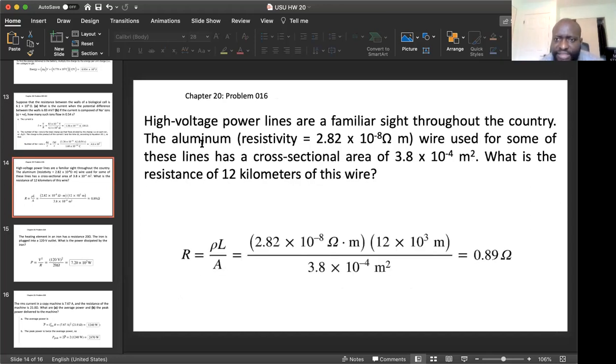the next problem, chapter 20, problem 16, says high voltage power lines are a familiar sight throughout the country. The aluminum wire used for some of these lines has a given resistivity and cross-sectional area. What is the resistance of 12 kilometers of this wire? So resistance is resistivity times length over area. Resistivity is given, length is given, area is given, all in SI units, and you just get your answer. That's the resistance in ohms.